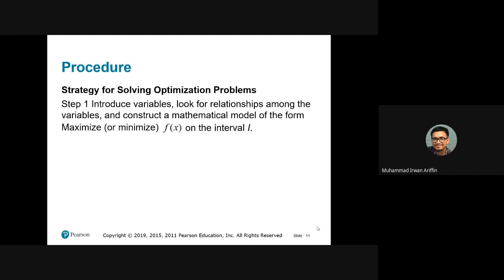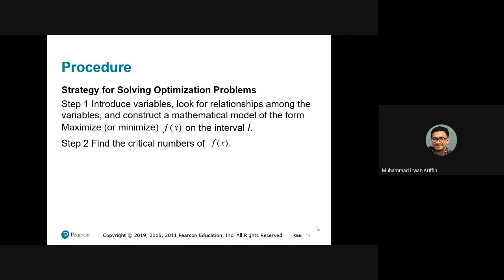Would it be negative, positive? What would be the sign, and whether there's a constant? Okay, and then you have to summarize all this information in an equation, in the form of either to maximize the function or to minimize the function within a specific interval I.